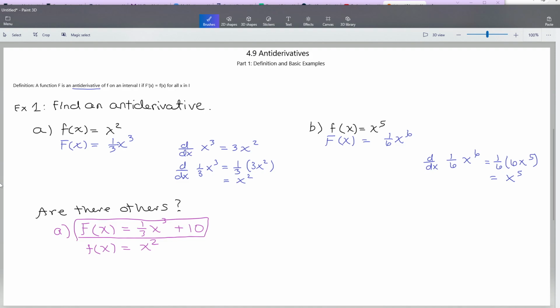We could pick another one. We could pick F of x equals 1/3 x cubed minus 2. This will still give us x squared here, and this minus 2 has a derivative of 0. So this will still have the intended derivative x squared. So changing these constants doesn't change the derivative, okay?